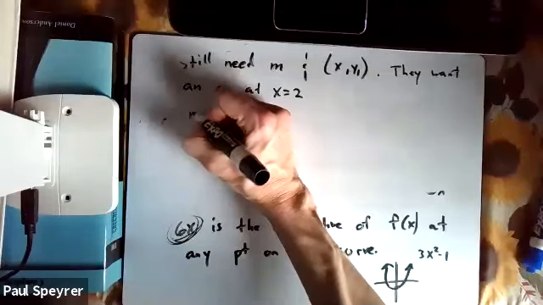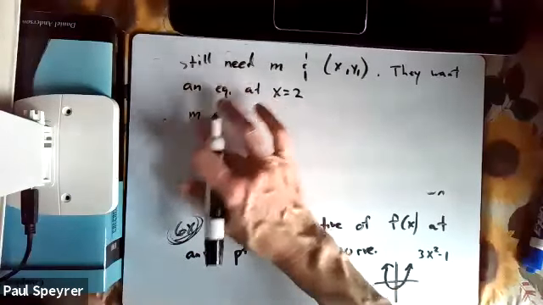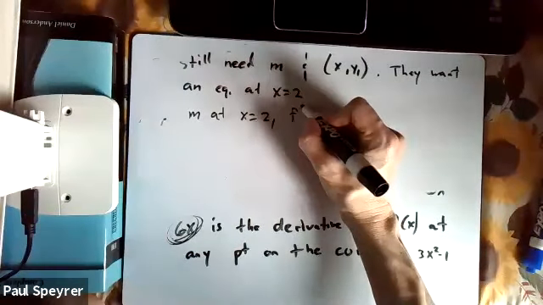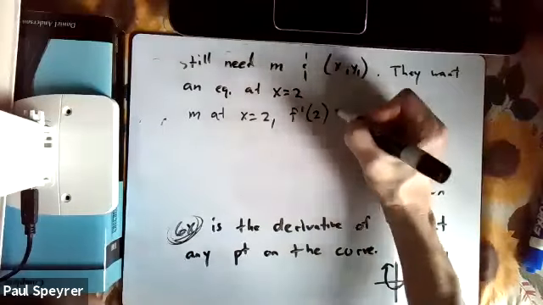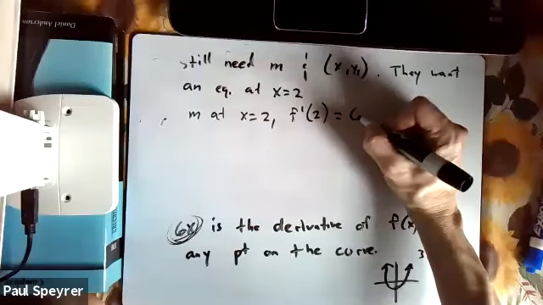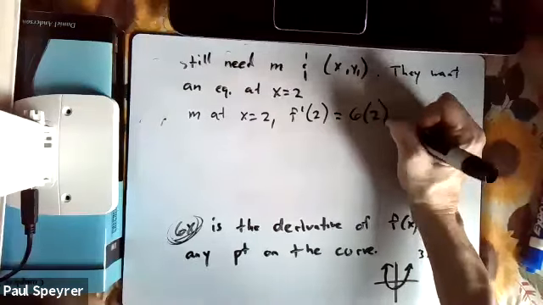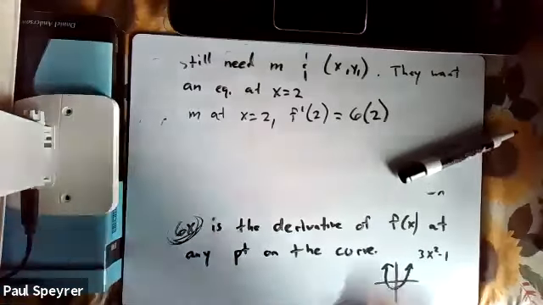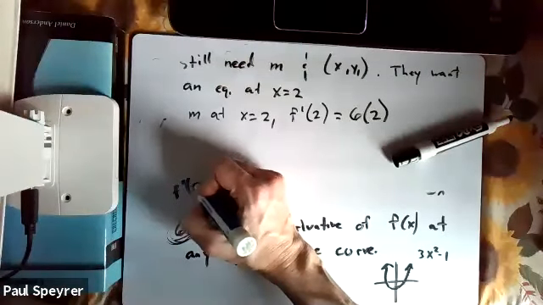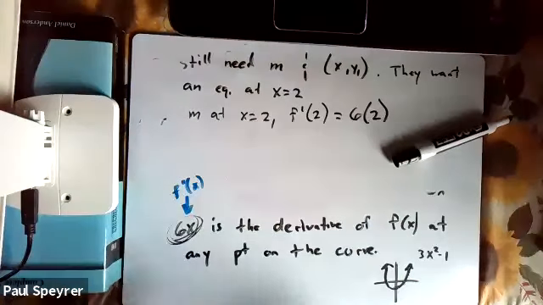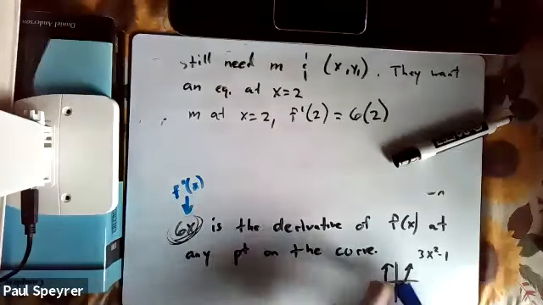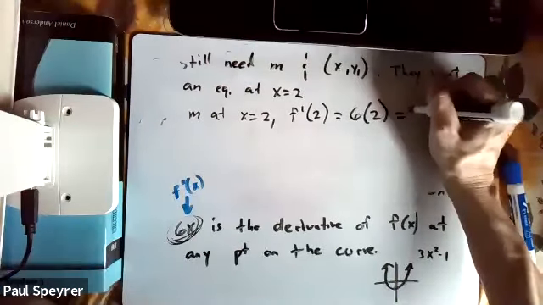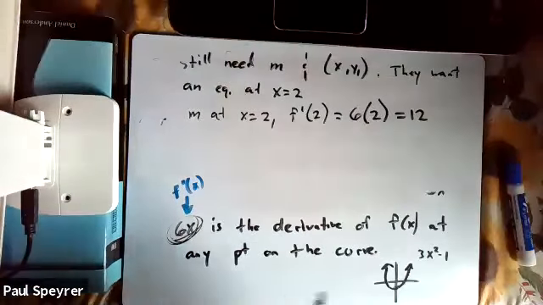So if we want the m at x equals 2, well, we're going to find f prime of 2. So f prime of 2 is equal to 6 times 2. Where am I getting this 6 from? Because this is f prime of x right here. That's the general formula for the slope of this entire curve right here at any particular x value. So we get 12. That winds up being your slope.